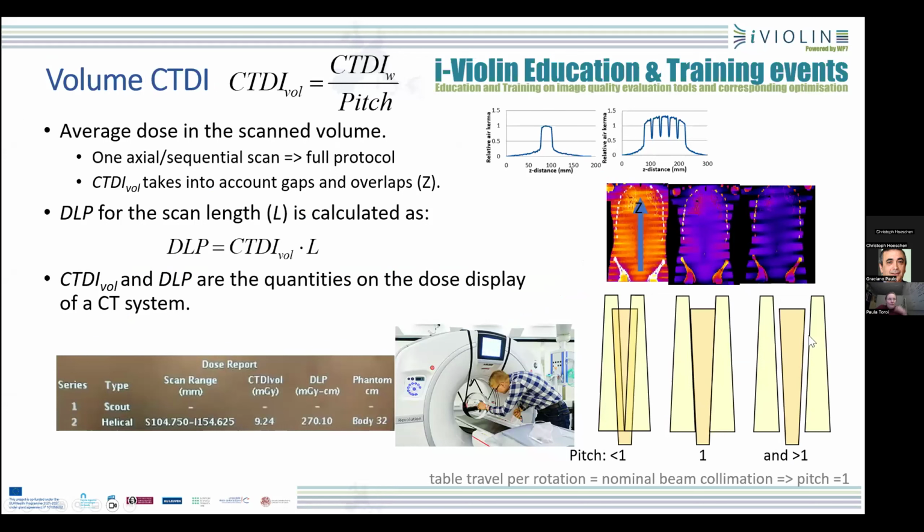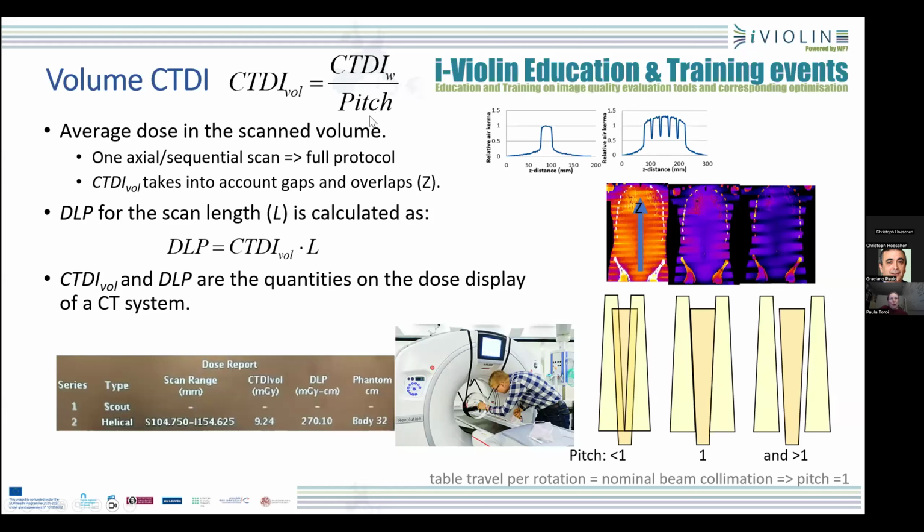Okay, so now we have the data for one collimation, or one rotation. But of course, when we have a real patient exposure, we do several rotations, and we need to estimate that too, because in some cases the table travel per rotation is not exactly the same as the nominal beam collimation. So we might have overlaps or gaps between the beams.